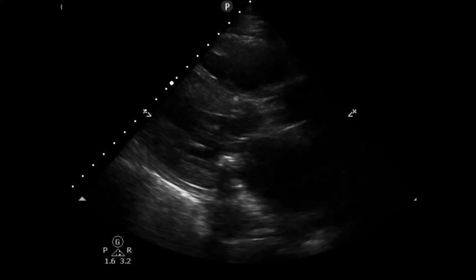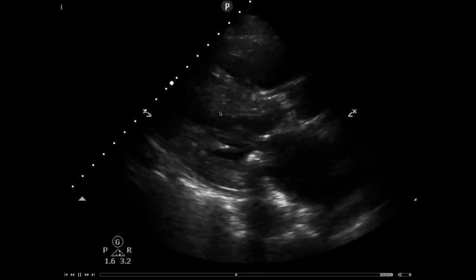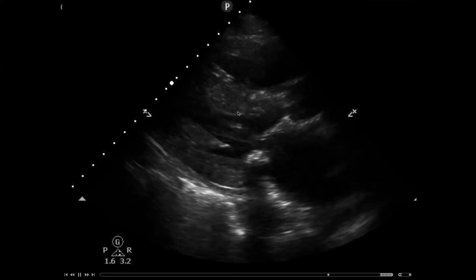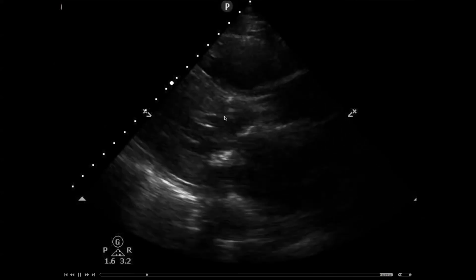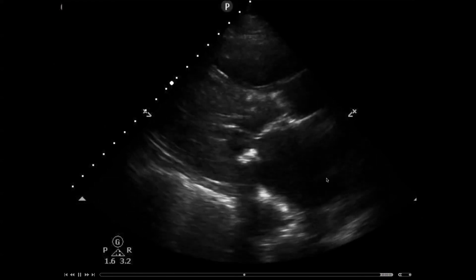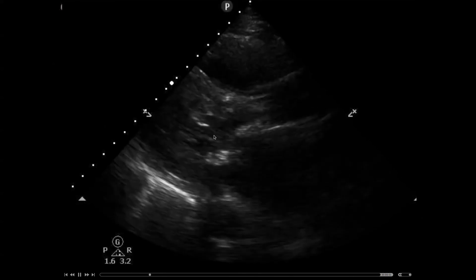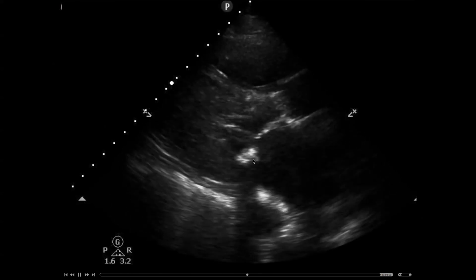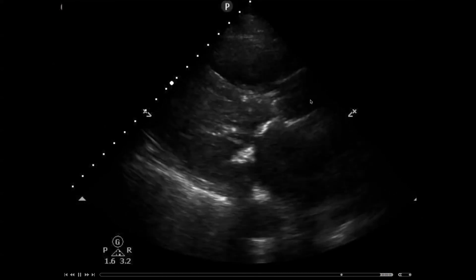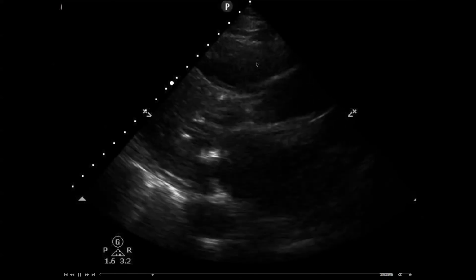A better image comes up here, and the ejection fraction is preserved. You see the walls pretty much touching each other, but there's not much fluid getting from the left atrium to the left ventricle because of the thickness here. There's also some calcification of the valve. Here's the aortic outflow tract, and here's the right ventricle.